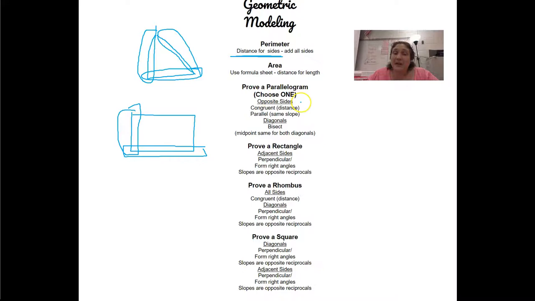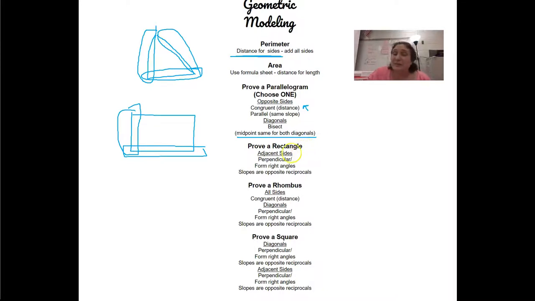For proving a parallelogram, there are a lot of different ways you could do it. You could say the opposite sides are the same, and so you would use the distance formula 4 times and show that the opposite sides are the same measure. You could also use the slope formula and show that the opposite sides are parallel, meaning the opposite sides have the same slopes. You could use the midpoint formula and prove that the two diagonals have the same midpoint value. That'd probably be the fastest way to do it.